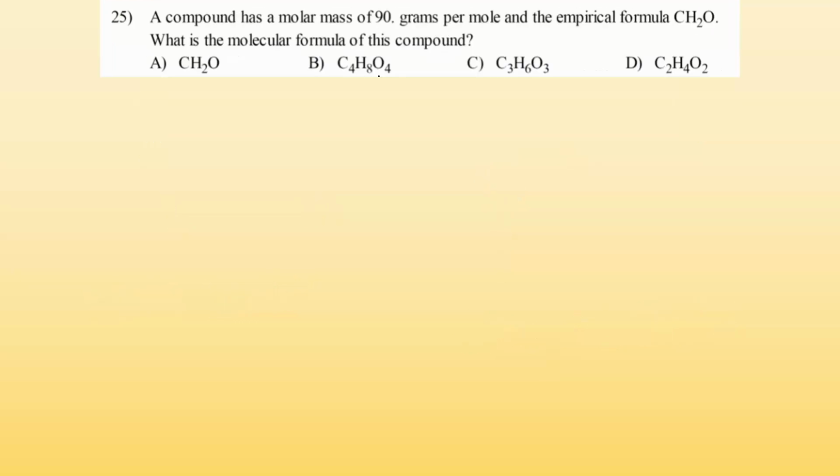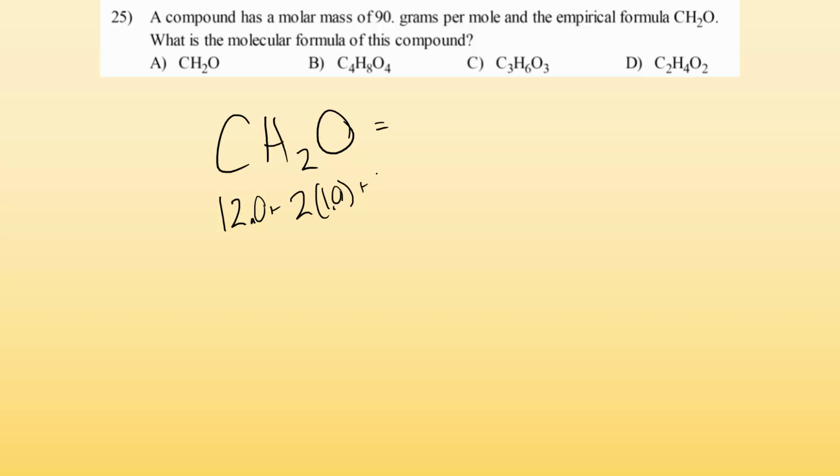25. A compound has a molar mass of 90 grams per mole. An empirical formula CH2O. What is the molecular formula of the compound? So first step is, all right, if it's empirical formula CH2O, I got to figure out what the molecular mass is going to be for that empirical formula. So I know each carbon is 12.0 grams per mole. Hydrogen, there's two of them, and they're each 1.0 grams per mole. And then oxygen is 16.0 grams per mole, and I end up getting 30.0 grams per mole for my empirical formula.